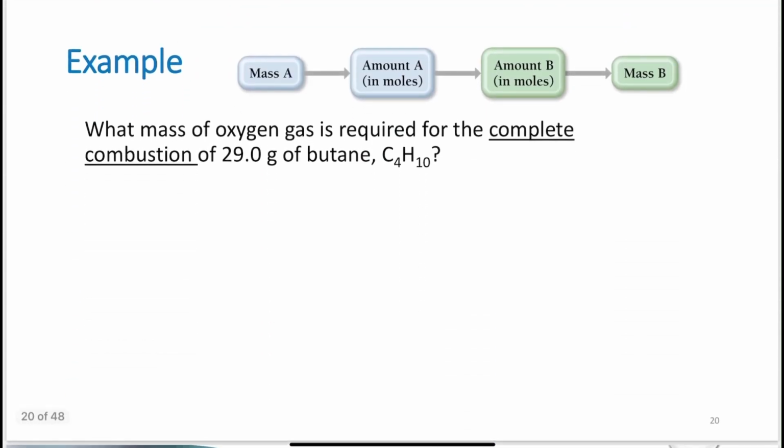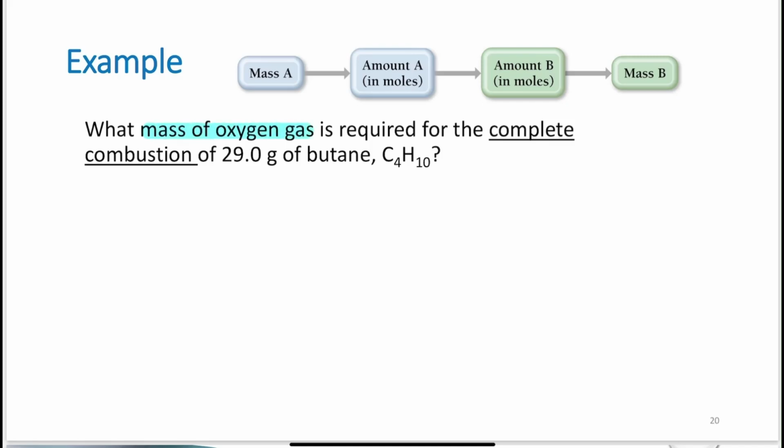Another question here we have, and this is the last question in this video: what mass of oxygen gas is required for the complete combustion of 29.0 grams of butane, C4H10? First trick here is realizing that you have to give me the balanced equation. And in this question, you have to figure out your own balanced equation.